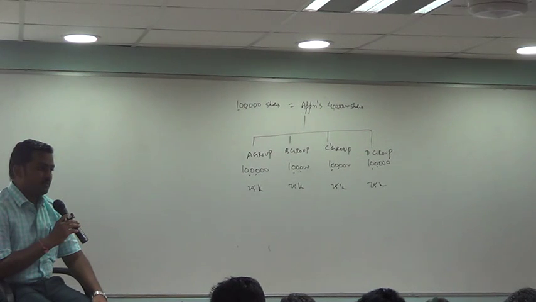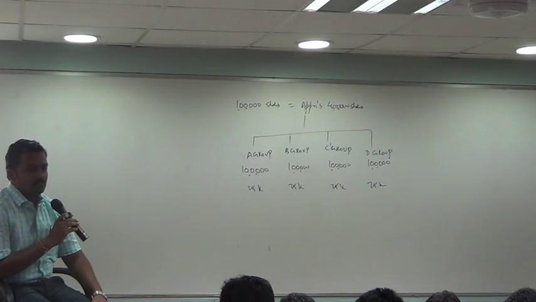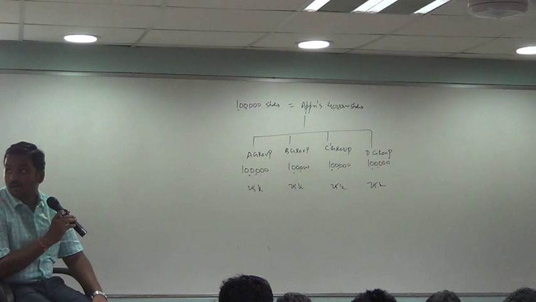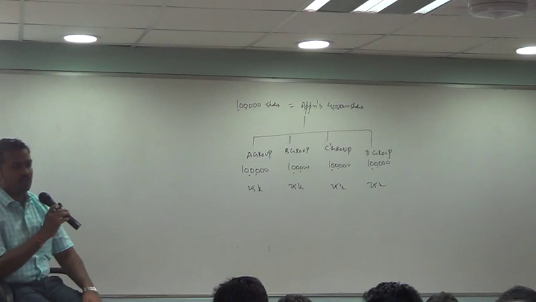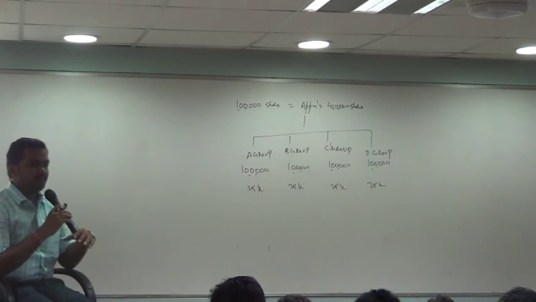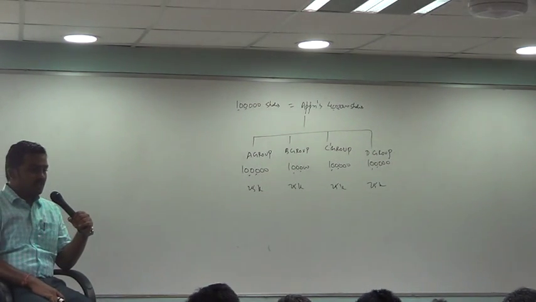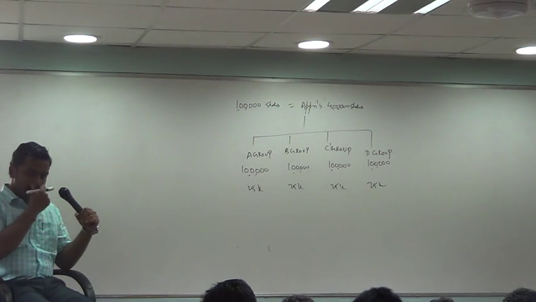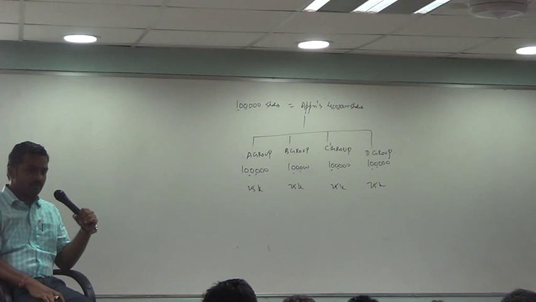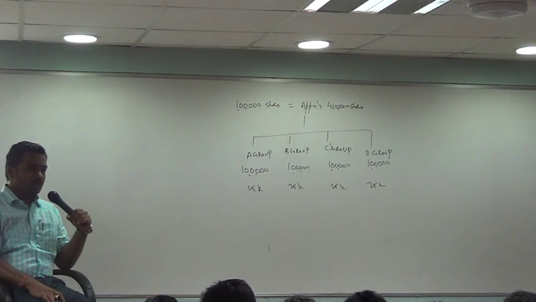Application money 30 rupees. Allotment money 30. First call money 20, final call money 20.